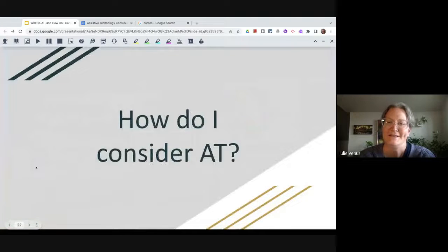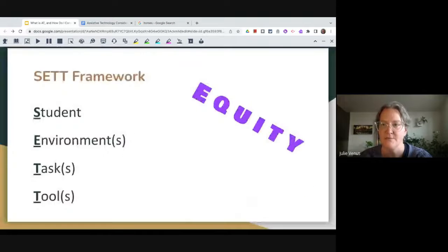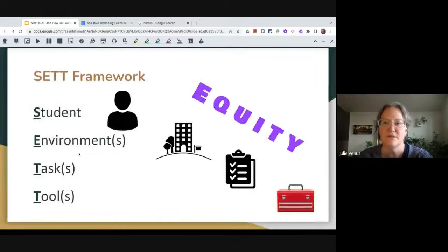Okay. So those were whirlwind options of what some options of what AT can look like. Now let's talk just for a minute about how I consider AT. Usually, the framework that we talk about when we're talking about AT is the SET framework, and that's looking at the student, the environments, the tasks, and the tools.